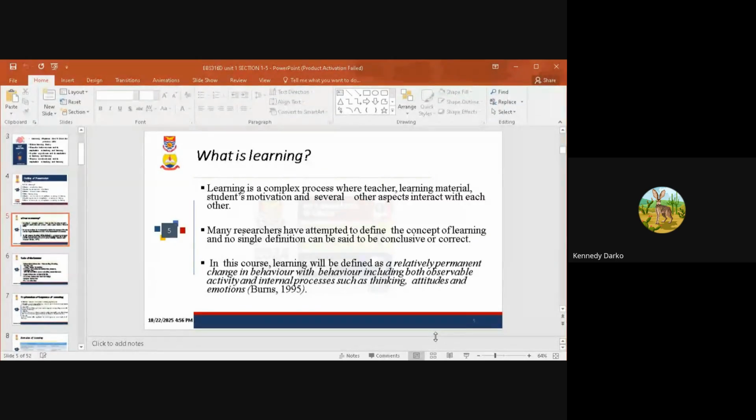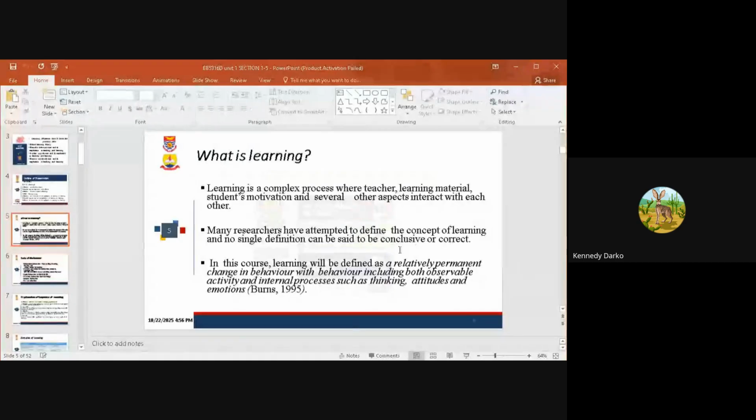When I ask you right now to explain what learning is, everybody will try to come out with a different thing. Researchers have said conclusively that nobody can have one definition for learning, because learning will come with different meanings. But Burns in 1995 came out with a permanent definition: when we say learning, we are looking at a relatively permanent change in behavior.